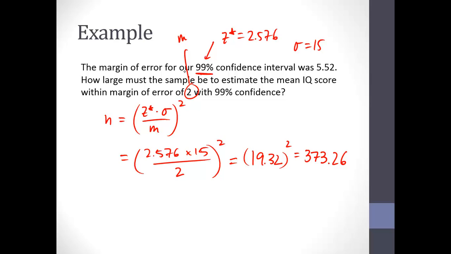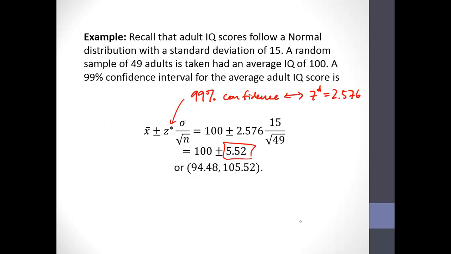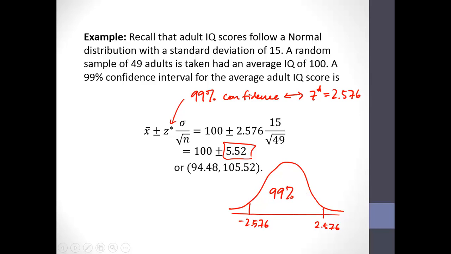If I want 99% confidence, then my z star is going to have to be 2.576. The usual confidence levels are 90, 95, or 99%, those three numbers that I gave you. So 95% is 1.96, and 90% is 1.645 or something like that. Remember that z star just tells me that if I have my normal distribution, between 2.576 and negative 2.576 the area is 99%. So that's where that 2.576 comes from.